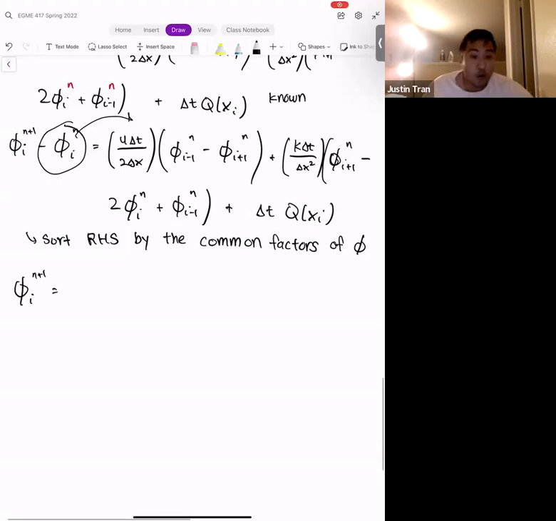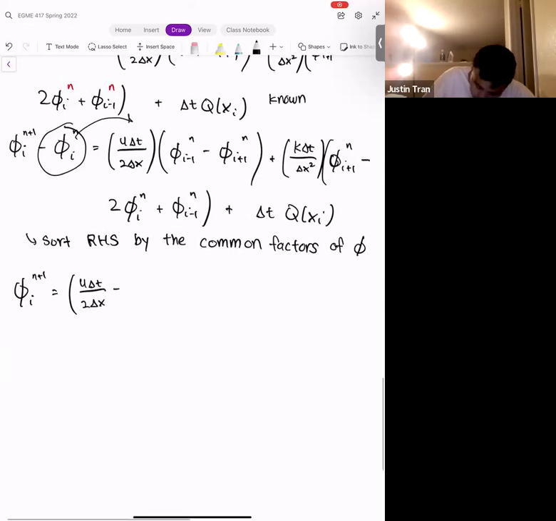So on the left-hand side, the only term that we have there is just phi i at n plus 1. And on the right-hand side, we have all of our expressions here. So let's start with the coefficient for phi i minus 1. This is going to be u delta t divided by 2 delta x minus k delta t divided by delta x squared, times phi i minus 1 at n.